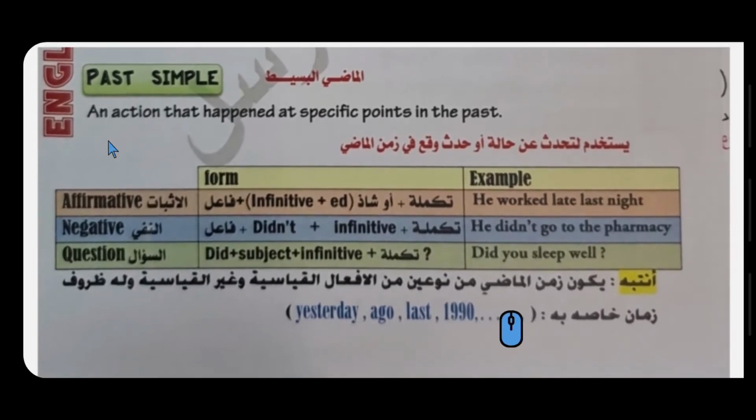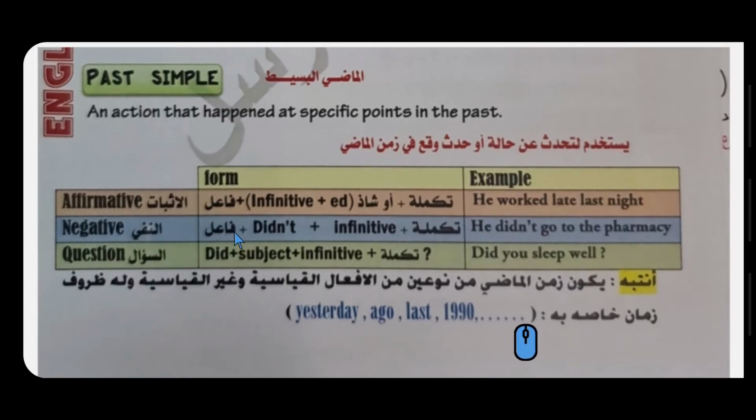we talk about past simple. What do you mean by past simple? An action that happened at a specific point in the past. حدث وقع في زمن الماضي. We have 3 types for past simple: affirmative مثبت, negative منفي, and question سؤال.